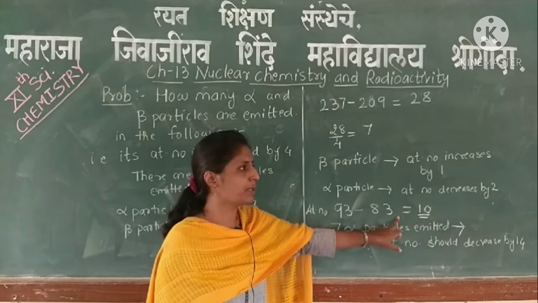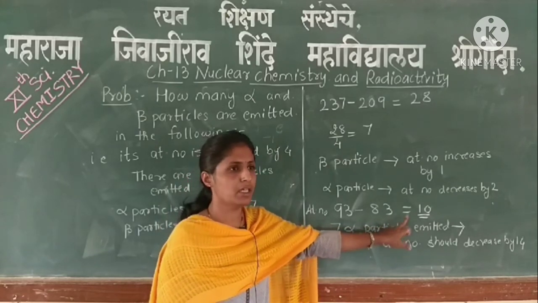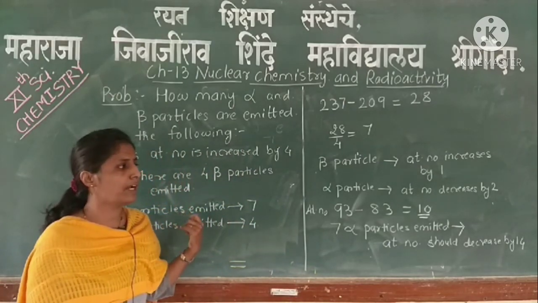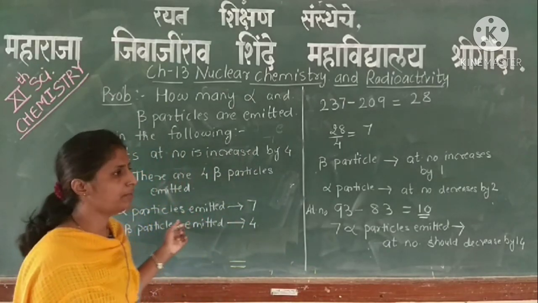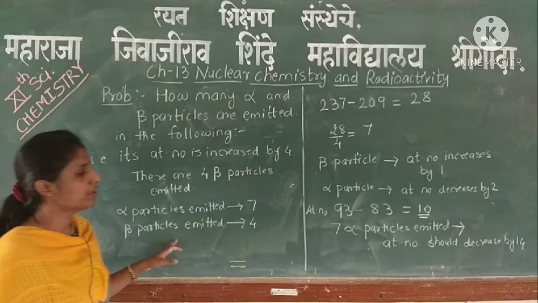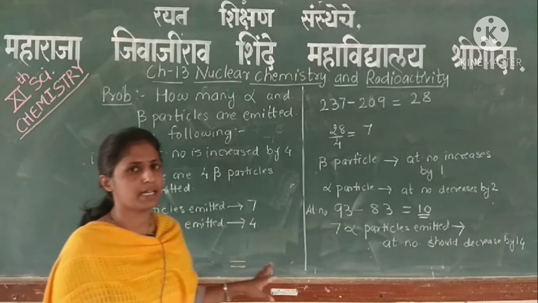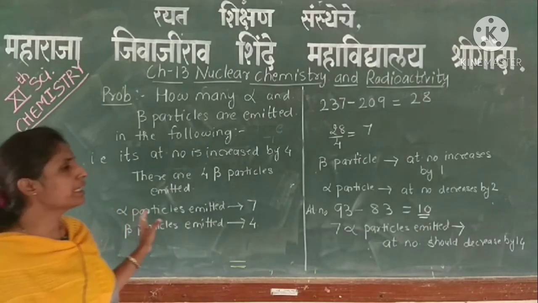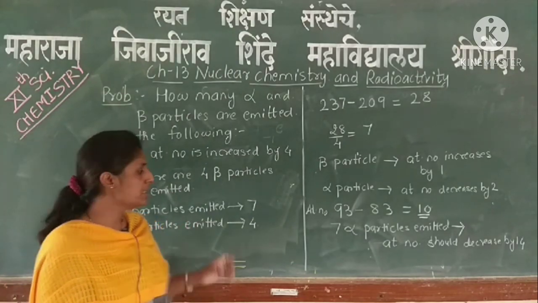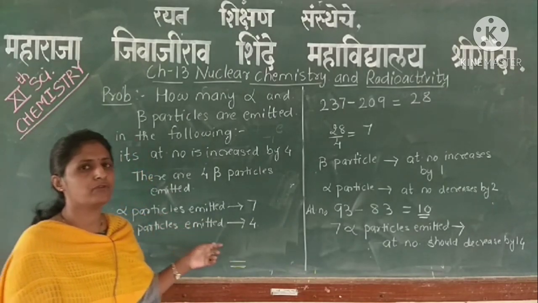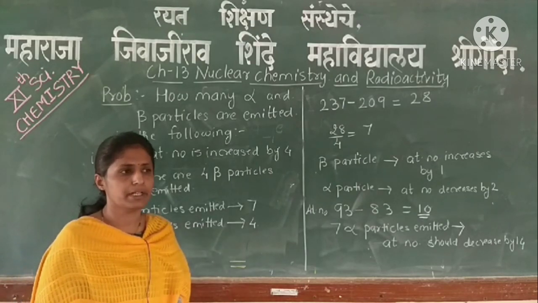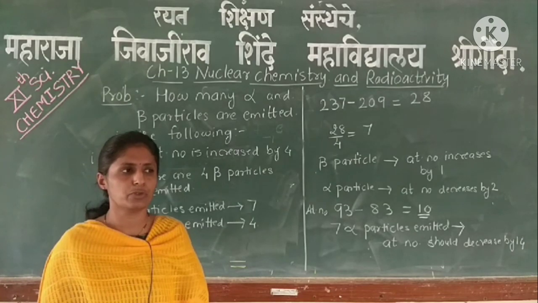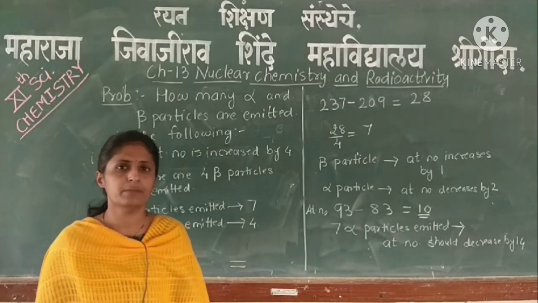But we have seen the atomic number is decreased by 10 only. So that means some plus 4 is being added. Since atomic number increases only in beta emission, 4 beta particles are emitted and 7 alpha particles are emitted. In the conversion of neptunium to bismuth, 7 alpha particles are emitted and 4 beta particles are emitted. I hope you have understood nuclear fission and nuclear fusion in this lecture. We will stop here. Thank you.